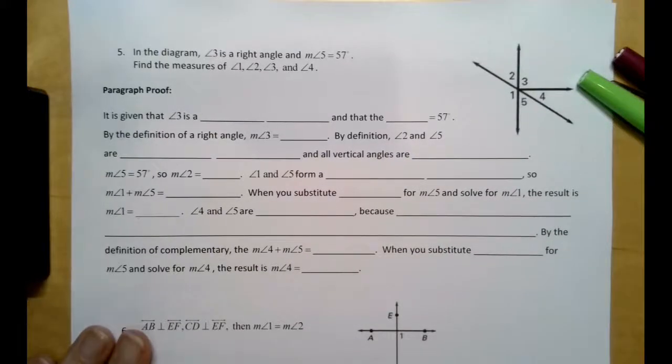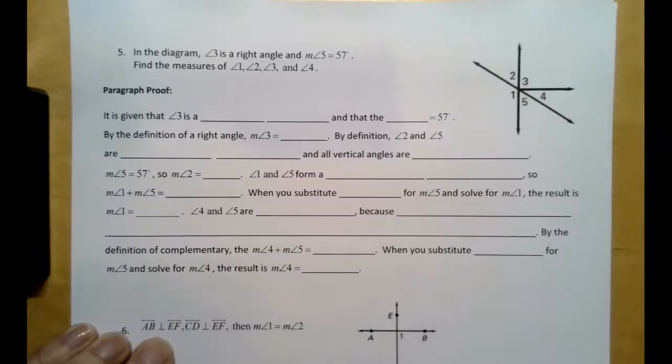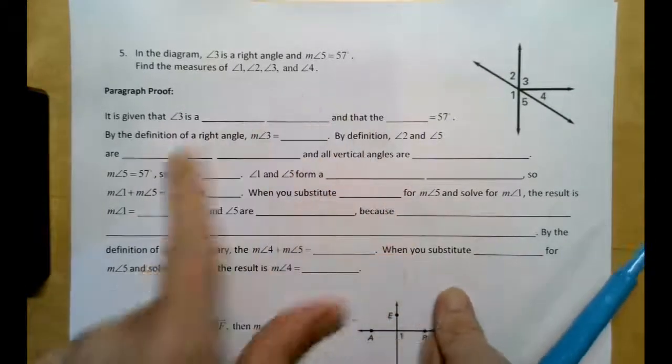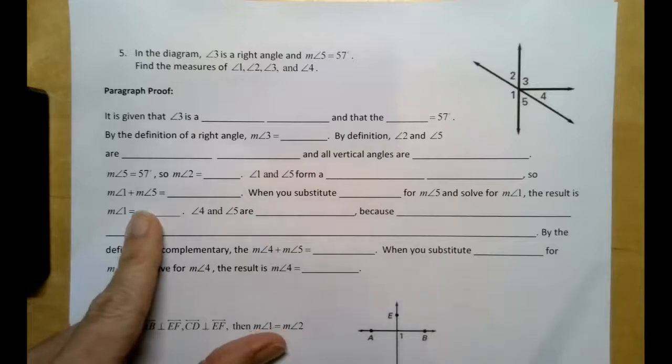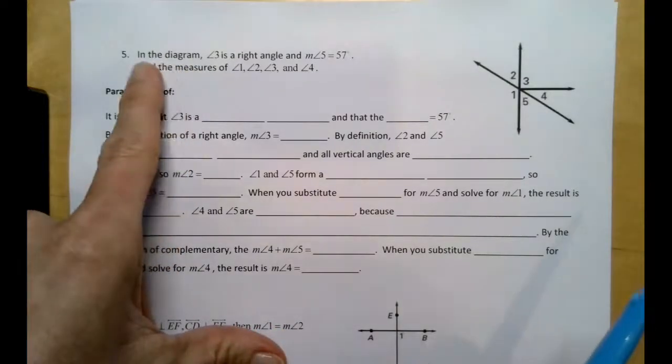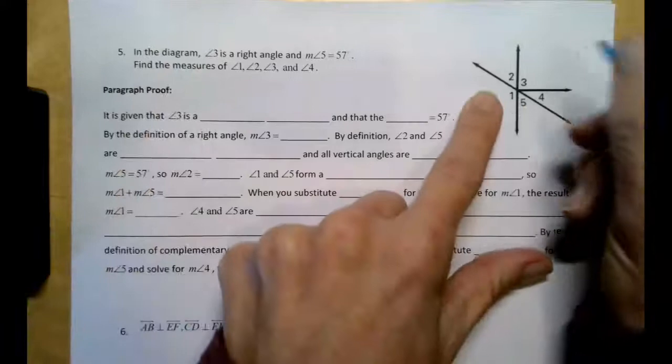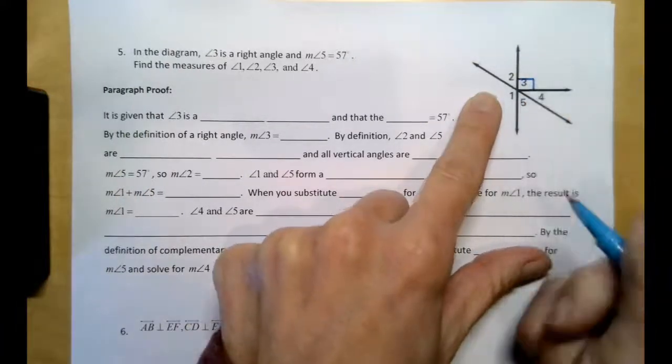All right, let's talk about proof 5. We're back to another paragraph proof, and trying to get in somebody's head about what they're writing sometimes can be hard. So let's go ahead and see what they want. In the diagram, angle 3 is a right angle. Thank you for that given.